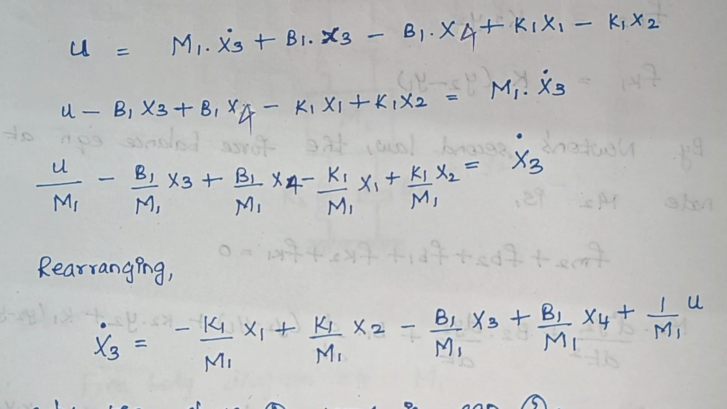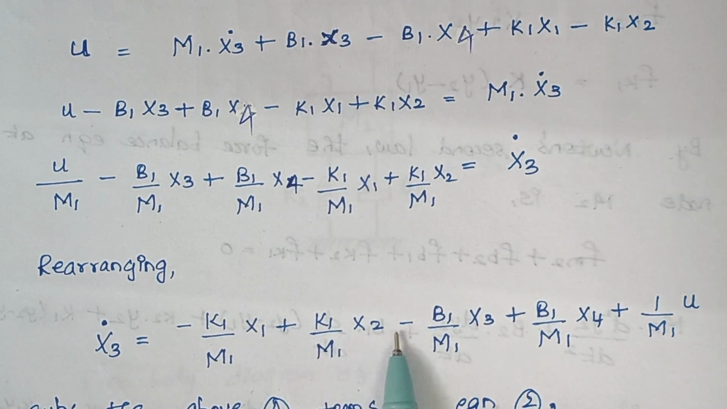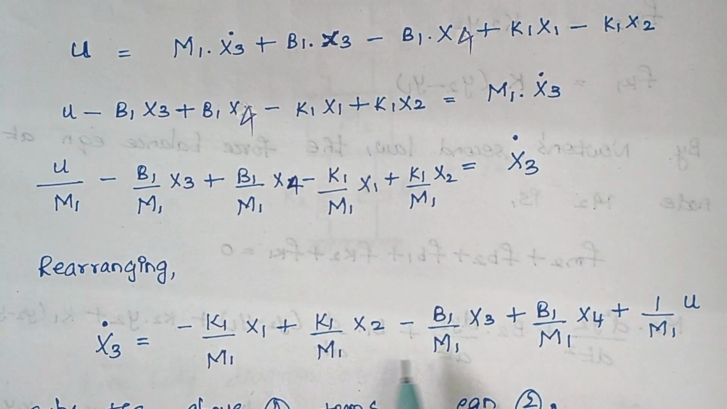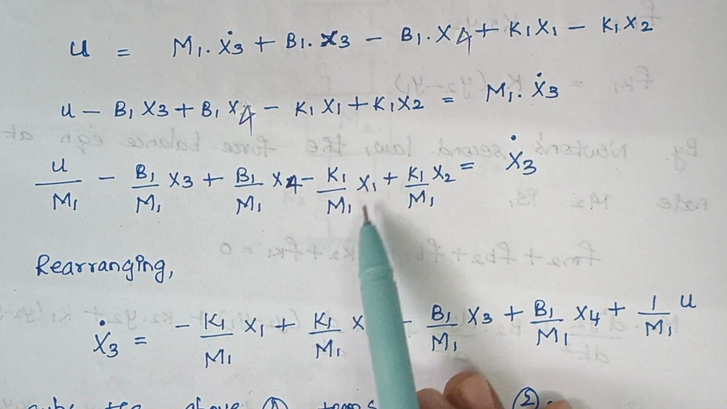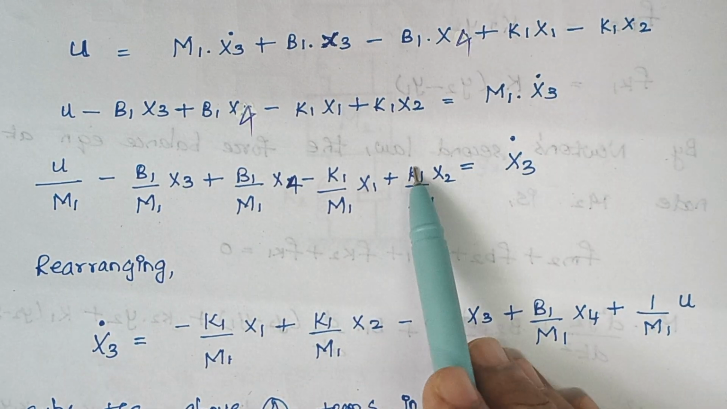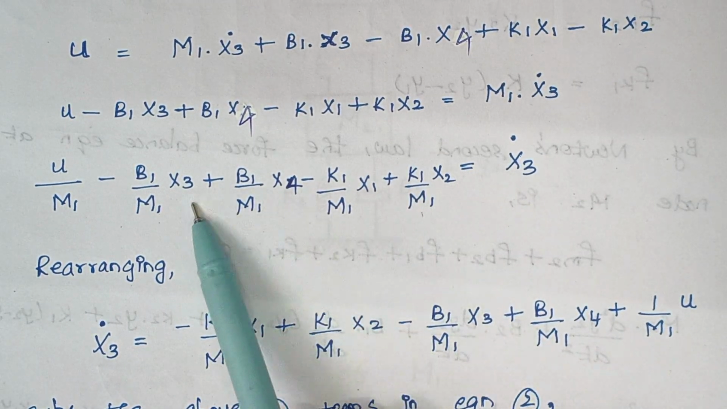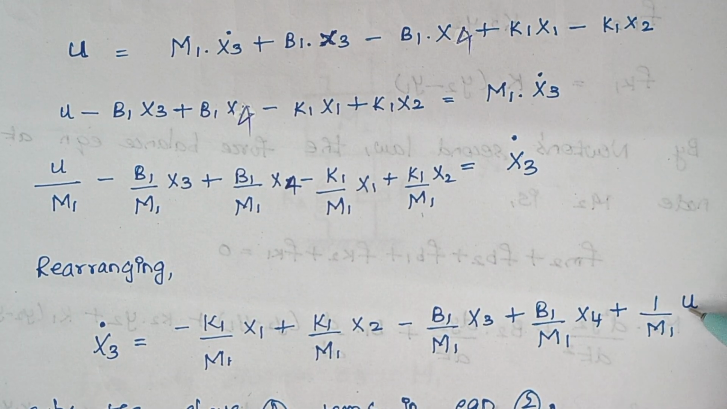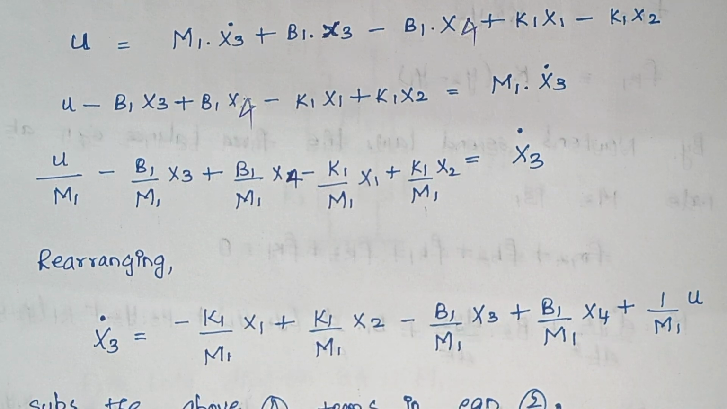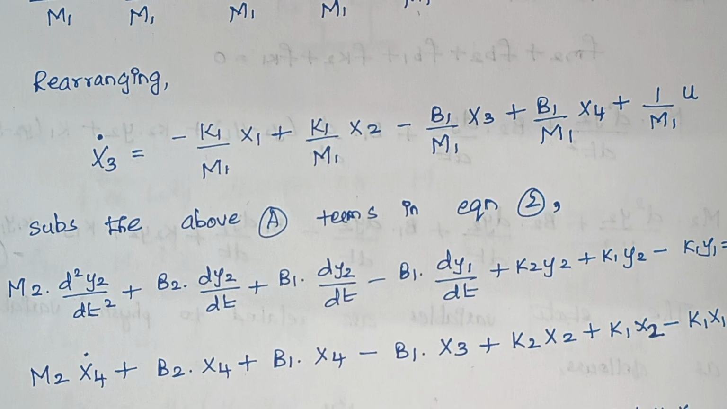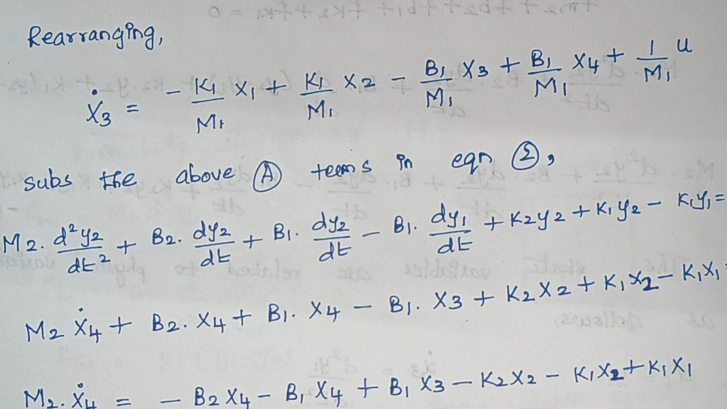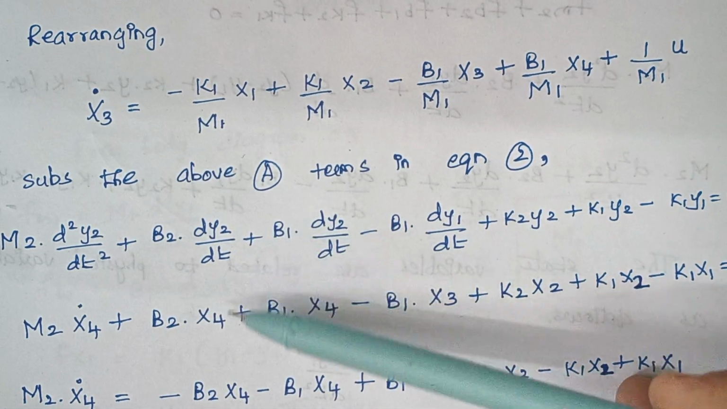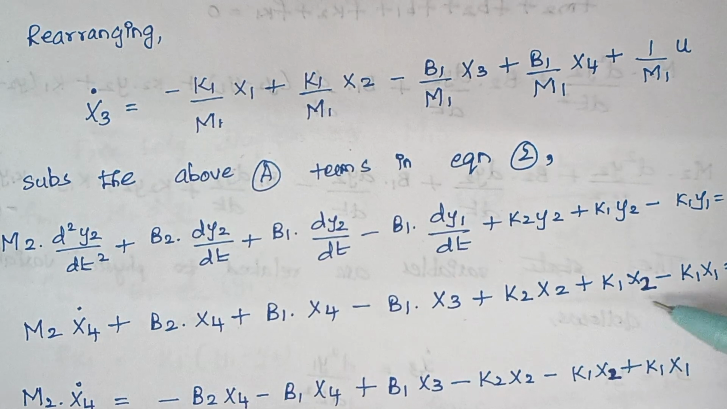Again we are rearranging in the form of x1, x2, x3 and x4. The above expression is rearranged here. You see, minus k1 by m1 x1, next plus k1 by m1 x2, and next x3: minus b1 by m1 x3 plus b1 by m1 x4 plus u by m1. And again we do the same thing in equation number 2. Substitute the values: d square y2 by dt square is x4 dot and dy2/dt is x4. Likewise, just replace the values.